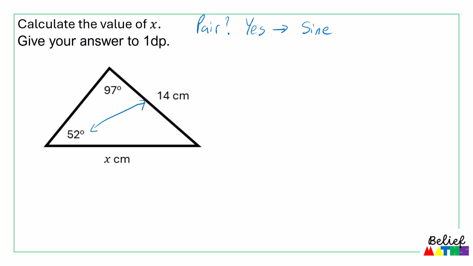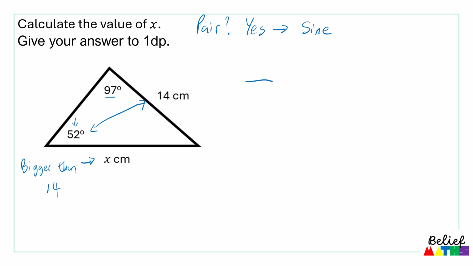I also want to try and make a prediction about x. Now with x, I know that this x value is going to be bigger than 14. The reason I know that is because 97 is a bigger angle than 52, and the bigger side is always opposite the bigger angle. Therefore x has to be bigger than 14. If it's not, I'll have made a mistake. So subbing this into our sine rule.